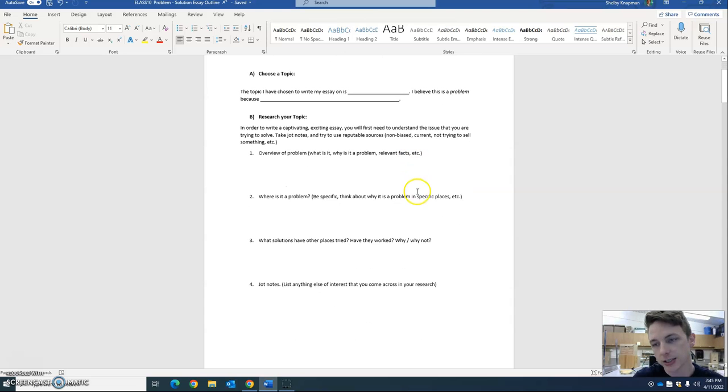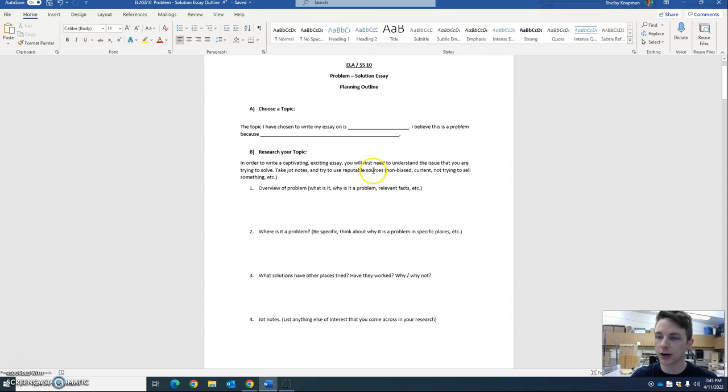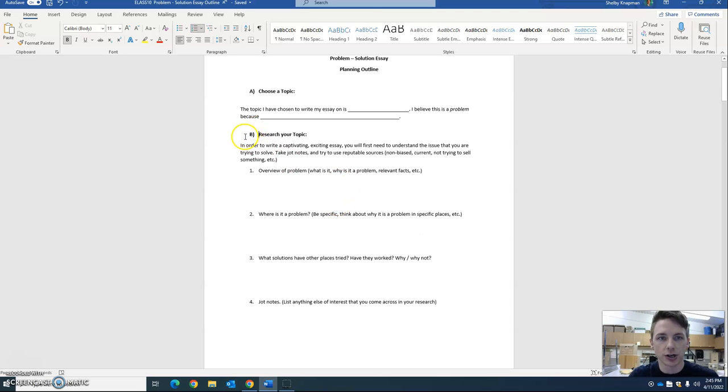This second part and the first 2 pages of this document are your research pages. The front page, double-sided, is going to be your research. That is where you're going to start today. You're going to research your topic. In order to write a captivating, exciting essay, you will first need to understand the issue that you are trying to solve. You can learn more about this issue, and you should try to. Take jot notes and try to use reputable sources. So aim for something that is as non-biased as you can find, current, not trying to sell something, etc.